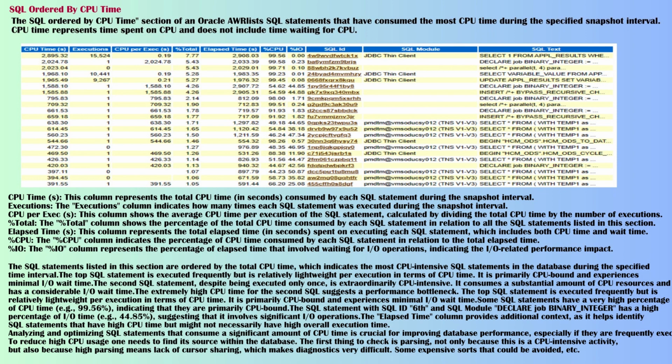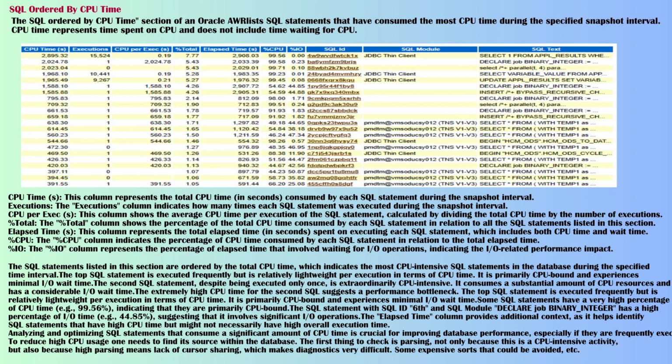CPU time: this column represents the total CPU time, in seconds, consumed by each SQL statement during the snapshot interval. Executions: this column indicates how many times each SQL statement was executed during the snapshot interval. CPU per exec: this column shows the average CPU time per execution of the SQL statement, calculated by dividing the total CPU time by the number of executions. Percent total: this column shows the percentage of the total CPU time consumed by each SQL statement in relation to all the SQL statements listed in this section.